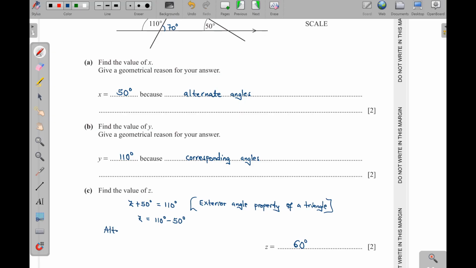So I can say alternatively, you can say 180 minus 110, because these are angles on a straight line, we get 70. Then Z, therefore, is equivalent to 180 minus, get that 70, you add it to the 50. That is 120, and then 180 minus 120, then you get the 60 degrees. So use the one that is easier for you.